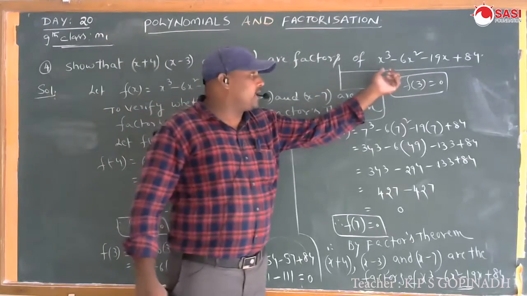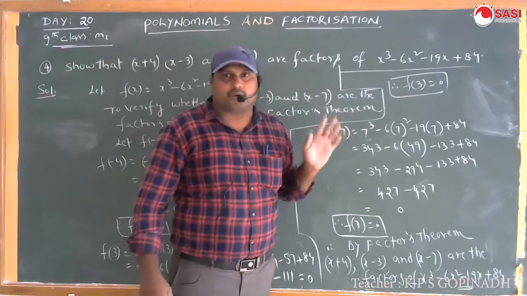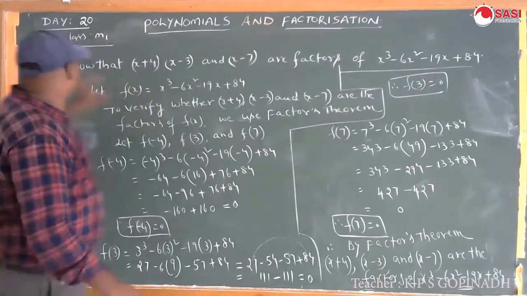What is the given polynomial here? x cube minus 6x square minus 19x plus 84. Understand? Next, coming to the fifth question.